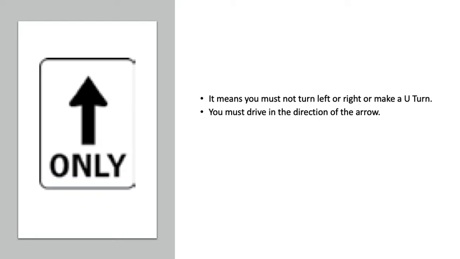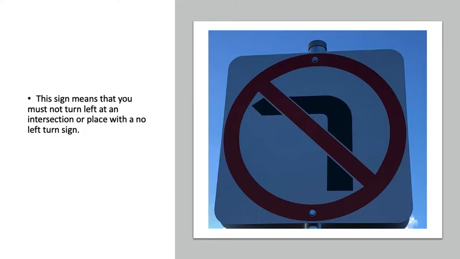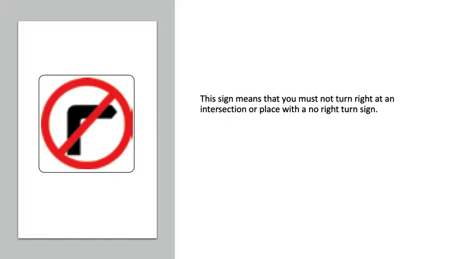This sign means one direction only. It means you must not turn left or right or make a U-turn. You must drive in the direction of the arrow. This sign means that you must not turn left at an intersection or place with a no left turn sign. This sign means that you must not turn right at an intersection or place with a no right turn sign.